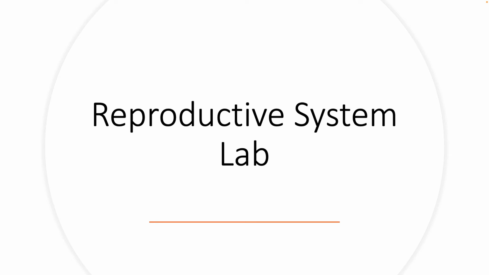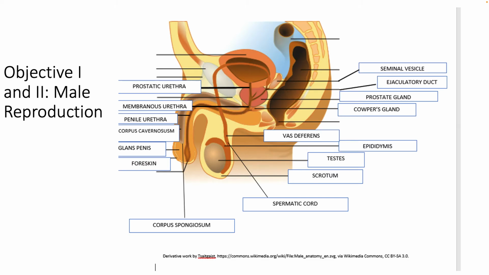Alright, let's go ahead and get started with the reproductive system lab. In your lab manual, this goes from page 67 to page 70, and after that it goes into some different structures in the back of the manual that you can utilize as different models for study material throughout the semester. Hopefully you're using some of those, but we'll go ahead and get started with objective 1 here.